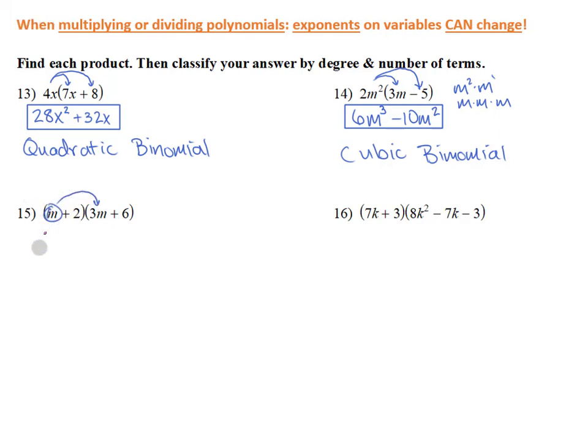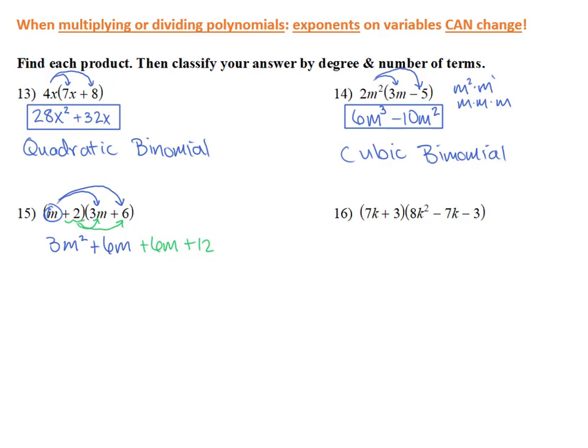Okay, I'll even put a 1 here just to remember that it's really 1m. So 1 times 3 is 3, m times m squared. 1m times 6 makes 6m. Okay, so we distributed our 1m to everything in the second set of parentheses. We're done with it. Now we're going to come back for the positive 2 and distribute it. 2 times 3m gives us positive 6m, and 2 times 6 gives us 12.